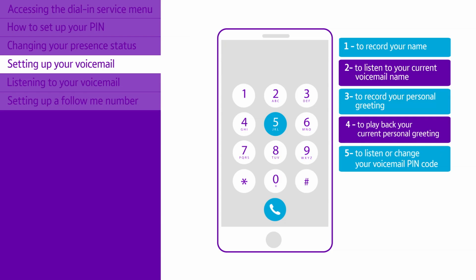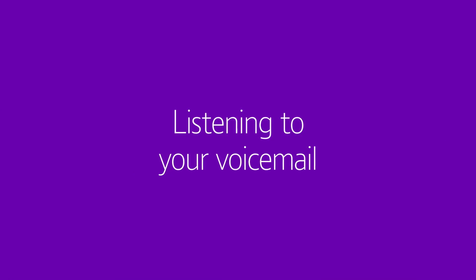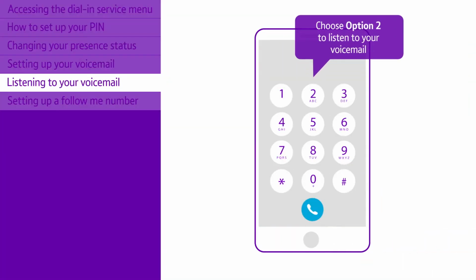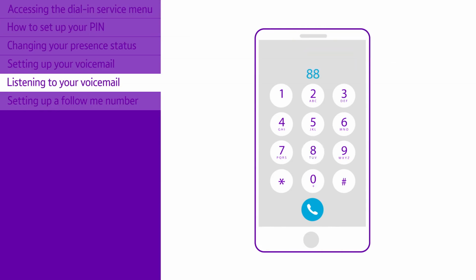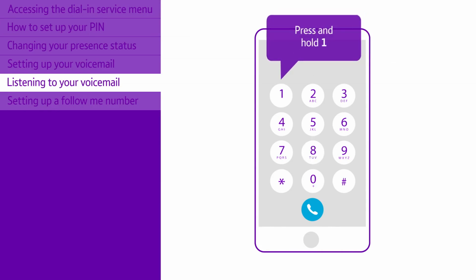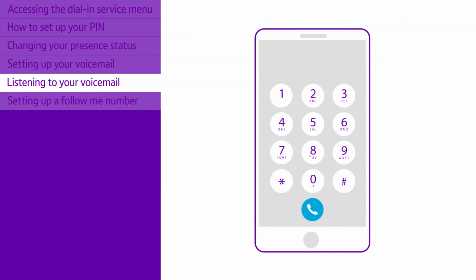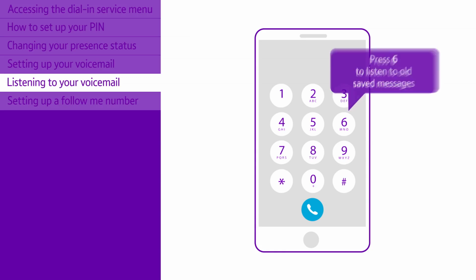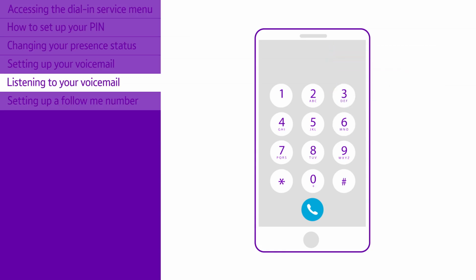Option 2. Listening to your voicemail. Choose Option 2 to listen to your voicemail, or dial 8888, or press and hold 1. Any new messages will be played straight away. After listening to these, press 6 to listen to old, saved messages. While you're listening to a message, you can access a range of functions to help you manage your voicemail through the keys on your phone.